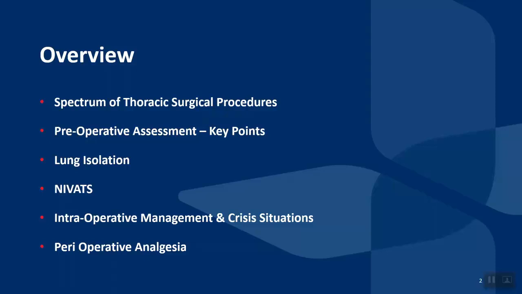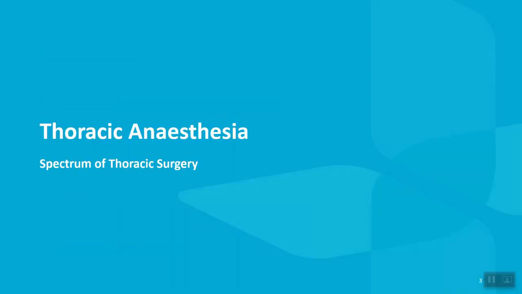We can't cover everything in great detail, but we should be able to present most of the key points that are important for thoracic anesthesia. In addition to lungs, thoracic surgery operations can involve the airways, mediastinum, pleura, chest wall, diaphragm, or esophagus.